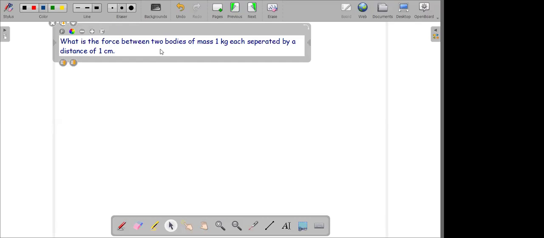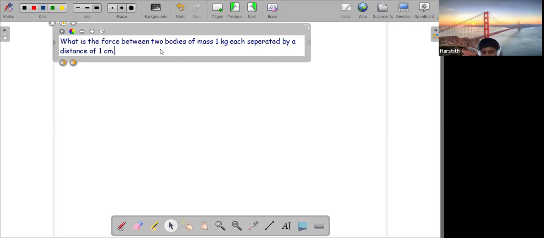Okay, anyone got the answer? Harshit, did you get the answer? Harshit, one second. Can you turn the page back once?